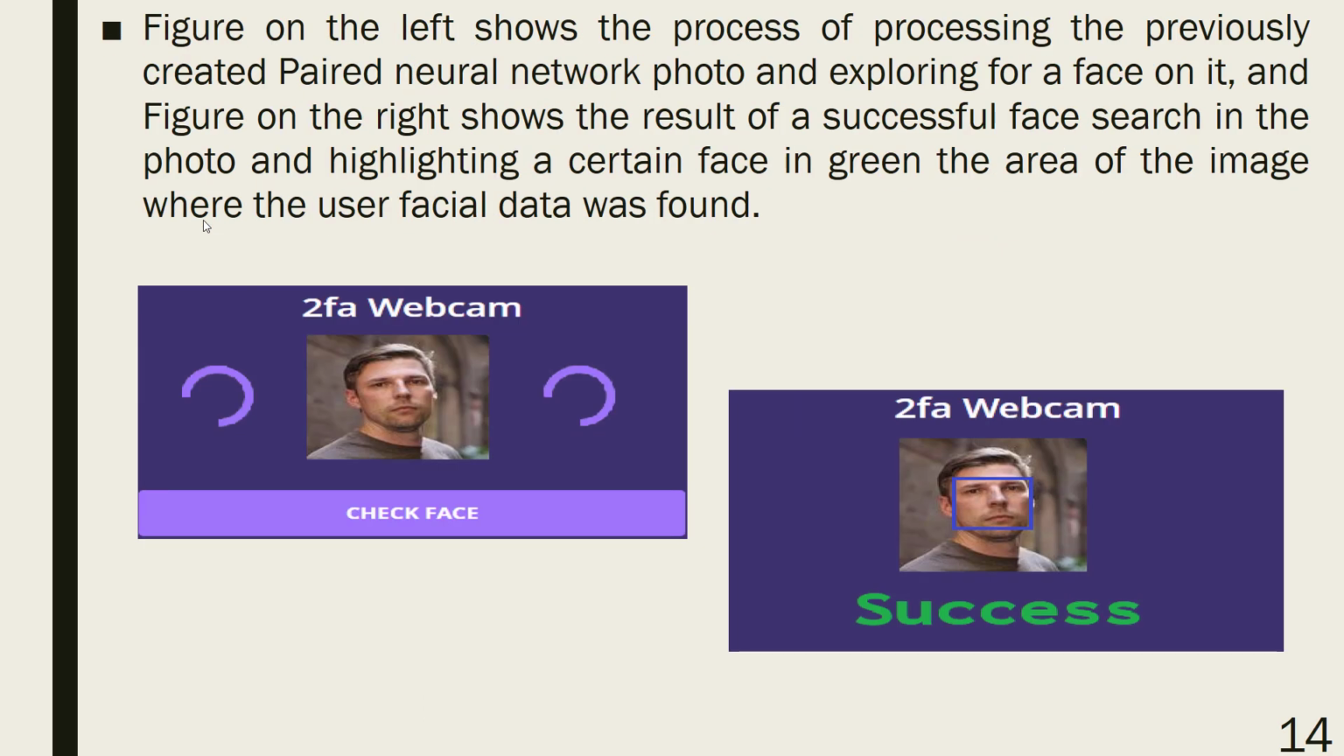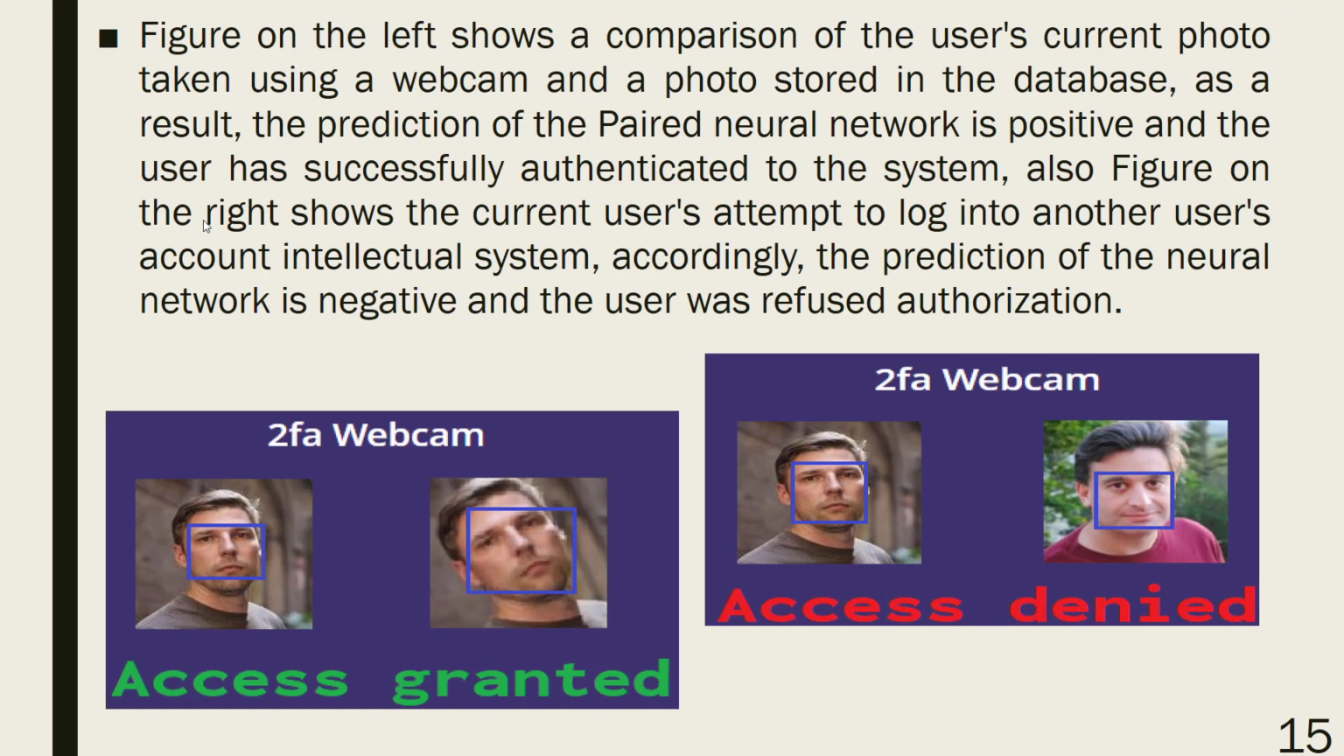Figure on the left shows the process of processing the previously created Siamese neural network photo and searching for a face on it. And figure on the right shows the result of successful face search in the photo and highlighting in green the area of the image where the user facial data was found.